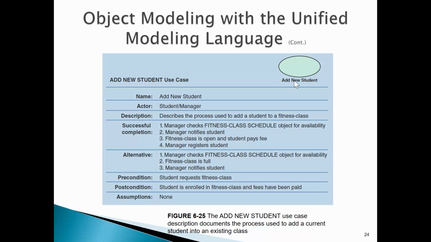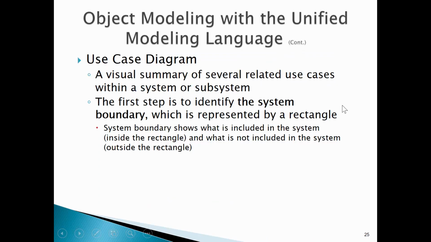Now what we see is just like with our context diagram, how we explode that. We're going to explode these use cases down to their functional primitive till we create a use case or a process that may have many use cases that build that complete process. So by doing this, we create a use case diagram. It's a visual summary of several related use cases within the system or subsystem. And the first step is to identify the system boundary. So that's what I was talking about here. It's simply a rectangle that represents the boundary or border of the system.